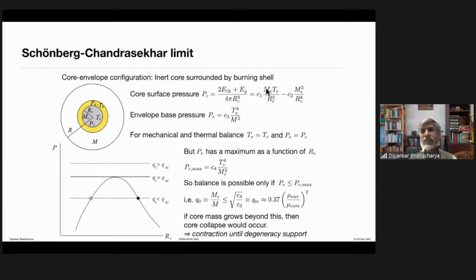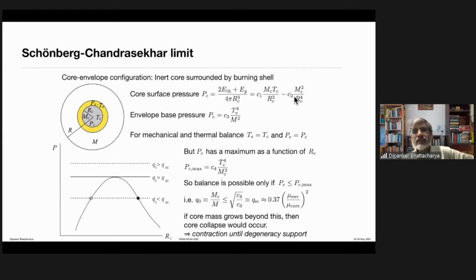Some constant times core mass times the temperature of the core divided by core radius cubed. That is the first term. And the second term is, as we know, the gravitational energy is proportional to minus G m squared by r. So those numerical constants I have bundled up in this constant C2. So it's minus C2 mc squared divided by rc to the power of 4.